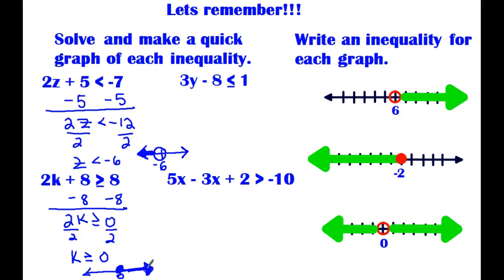So pause the video and do these two. Either way, they need to be done tomorrow. Since you've now done those two, hopefully, it says write an inequality for each graph. So we're going to write an inequality for this graph right here. We'll give it a variable, b. This is going to the right, so it's greater than, not equal to because of the open circle, greater than 6. All right, y'all remember this. Do the next two on your own.